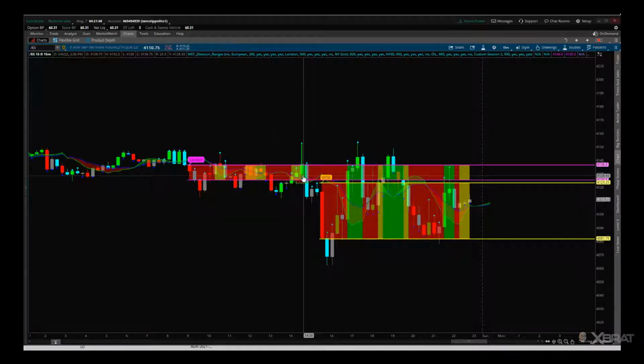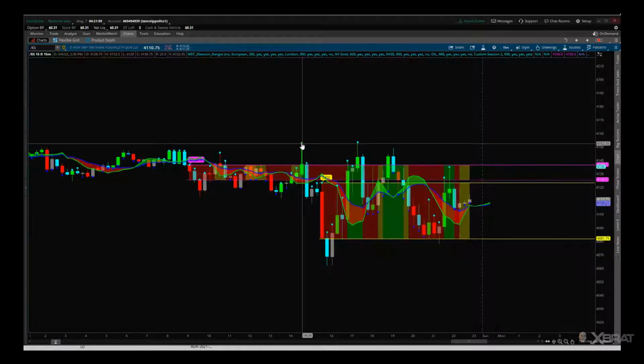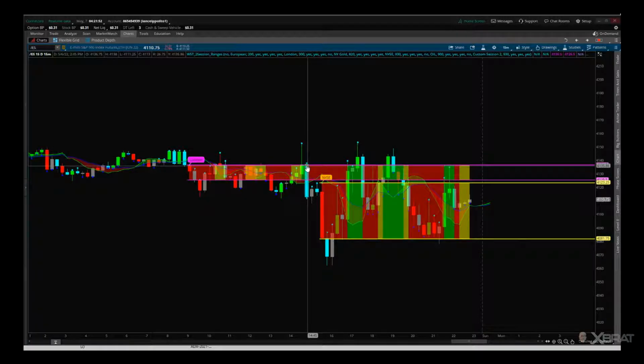We're coming back up through. The bias turns green. Quick scalping opportunity to the long. Bias turns red again. Quick scalping opportunity to the short.